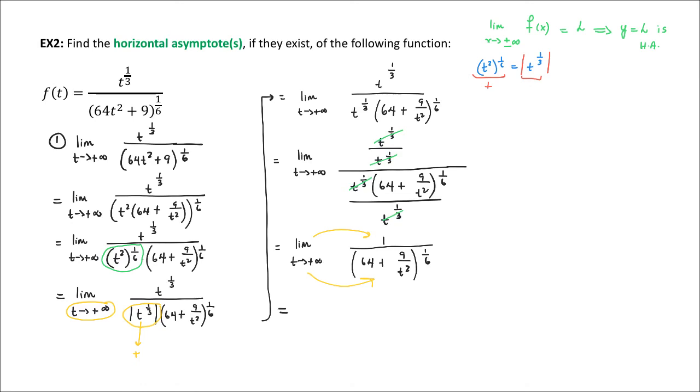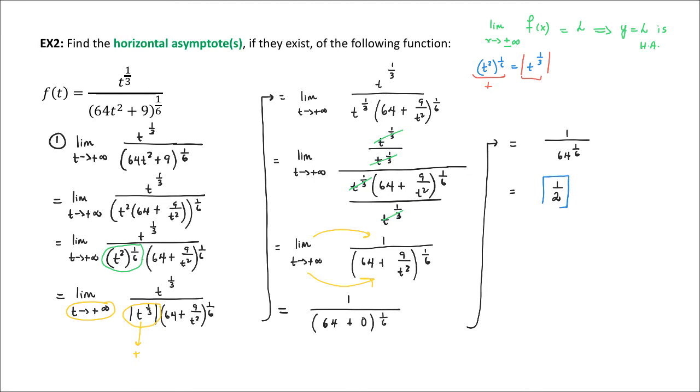So in this case, the limit as t goes to infinity of the numerator of 1, that will just be equal to 1 divided by the limit as t goes to positive infinity of the inside, so of 64, that will give us 64 plus the limit as t goes to infinity of 9 over t squared, that is going to be 0. This will be all raised to the exponent 1/6. Continuing here, this will be equal to 1 over 64 to the 1/6, which is going to be equal to 1/2. And this is the beautiful part.